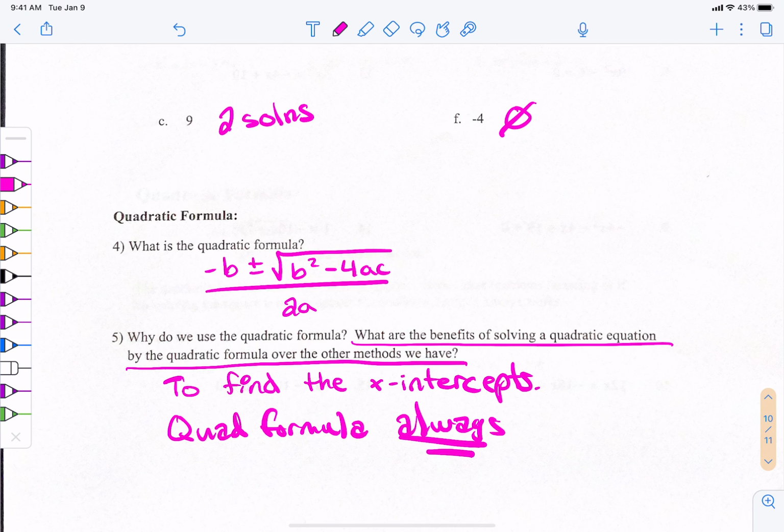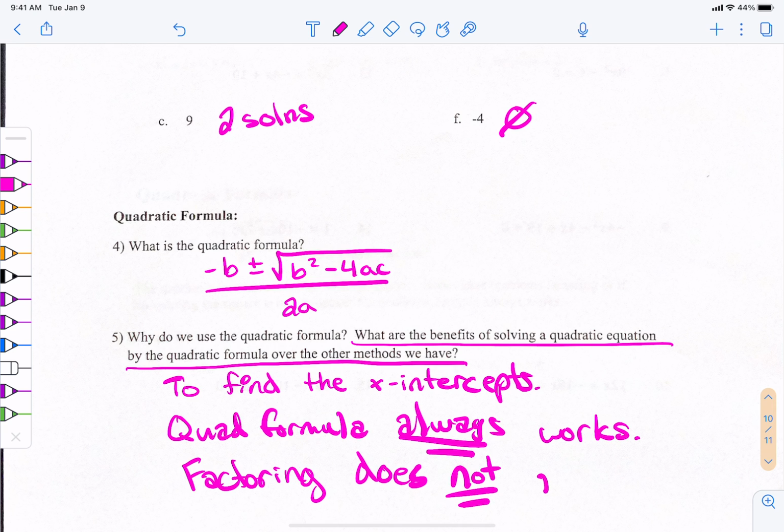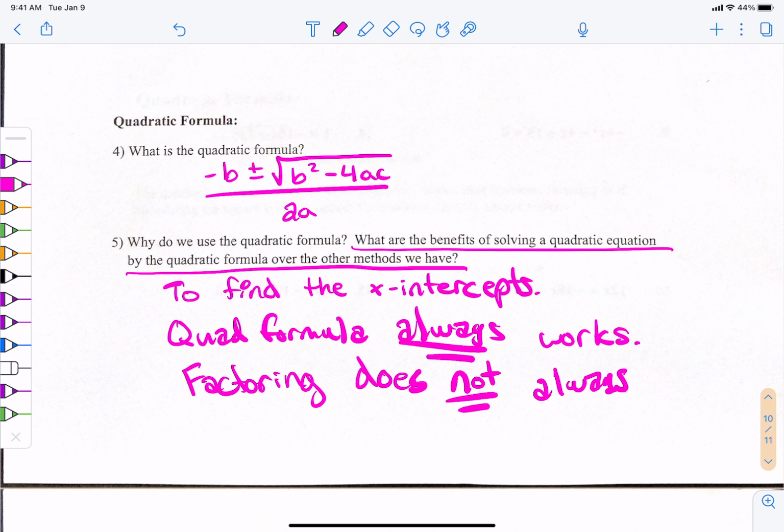Does it always work to factor? No. Factoring doesn't always work. Sometimes there are equations that you can't factor. But the quadratic formula will never fail. You can always use the quadratic formula, even on ones that you could have factored.